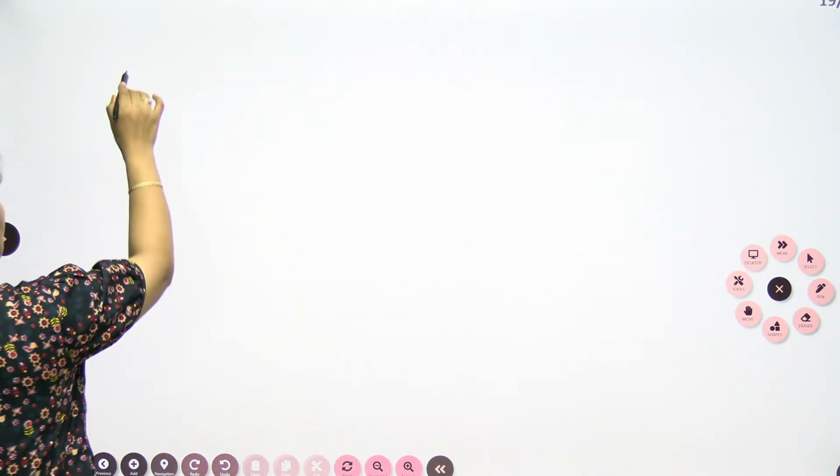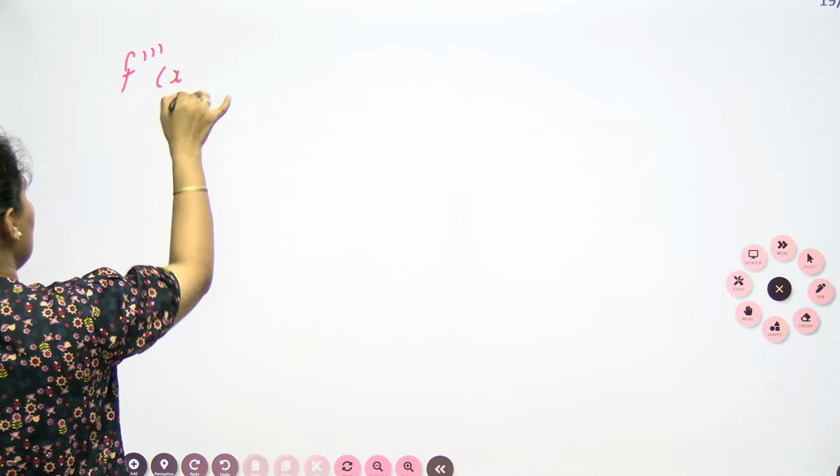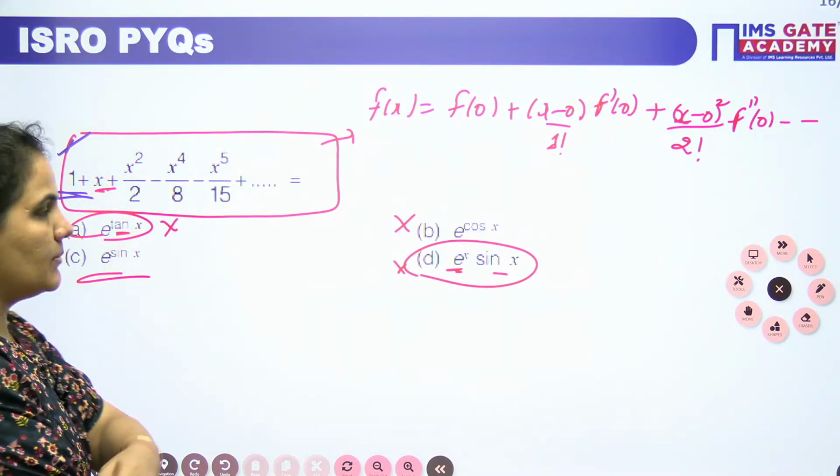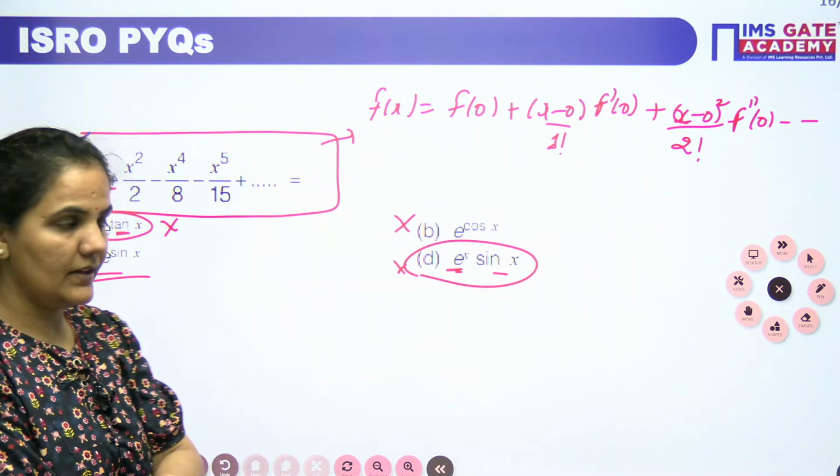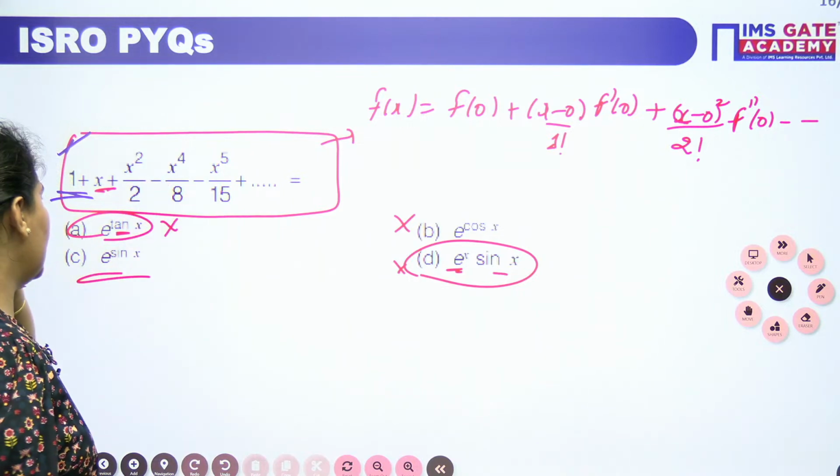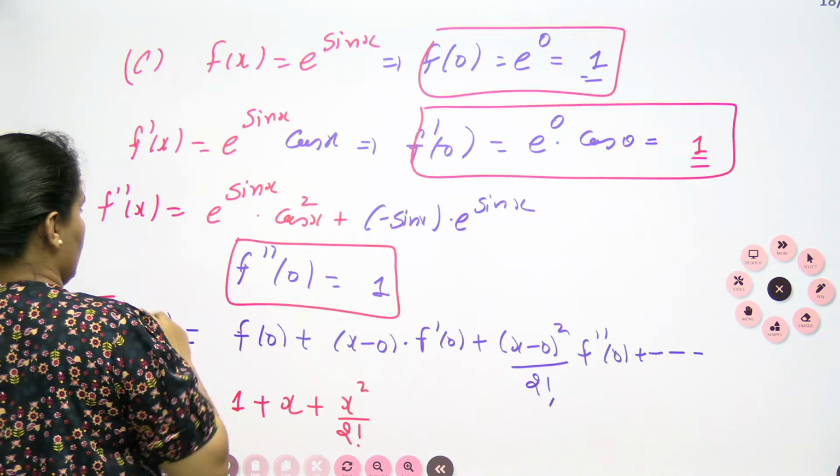I needed to check one more. So if I go with f triple dash x, that is why I am checking one more, because I need to check the sign here. The remaining signs are negative. So let's go for one more order derivative.